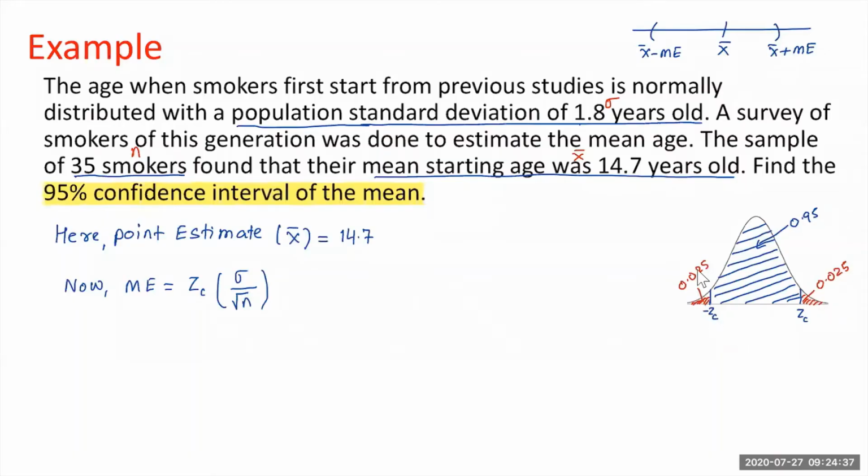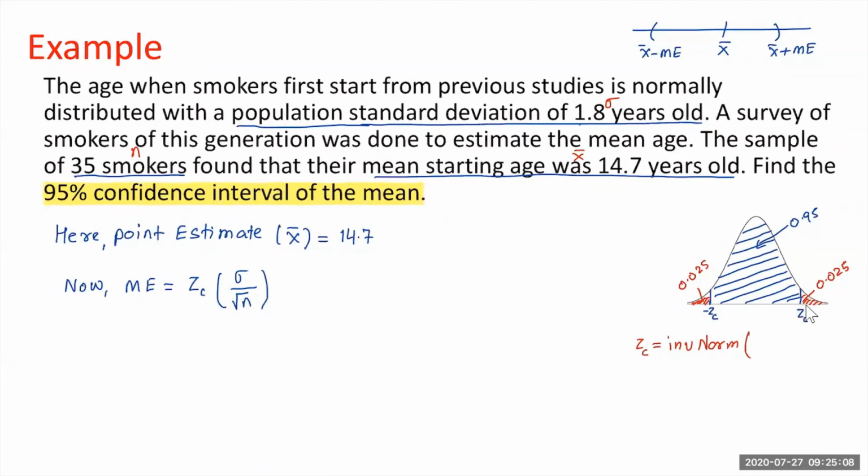So once we have the area on the tail, we can easily find this Z sub C. What we already know, in order to find the z-score, we use the inverse normal, if you remember. It is inverse normal in our calculator. We need the area in order to use the inverse normal. You have to be very careful here. We want this Z sub C.